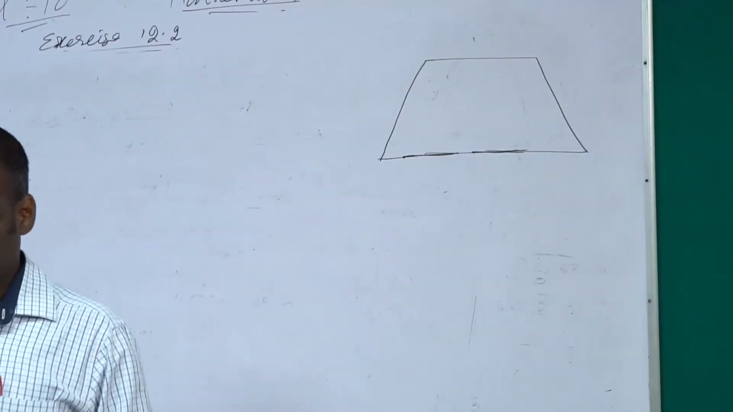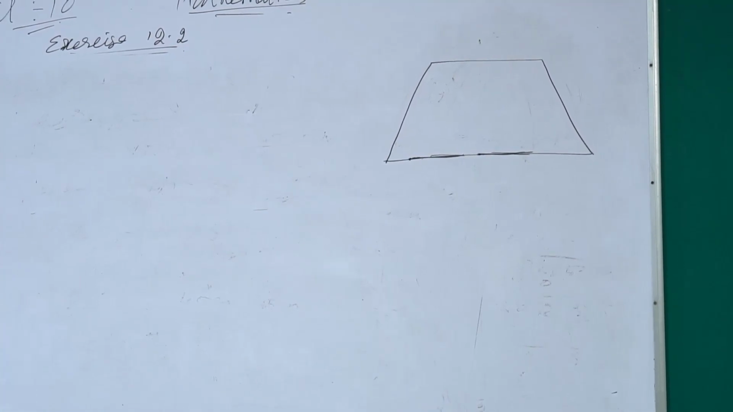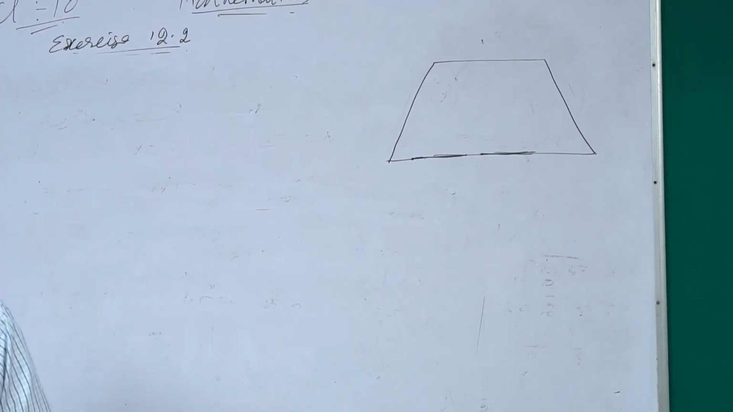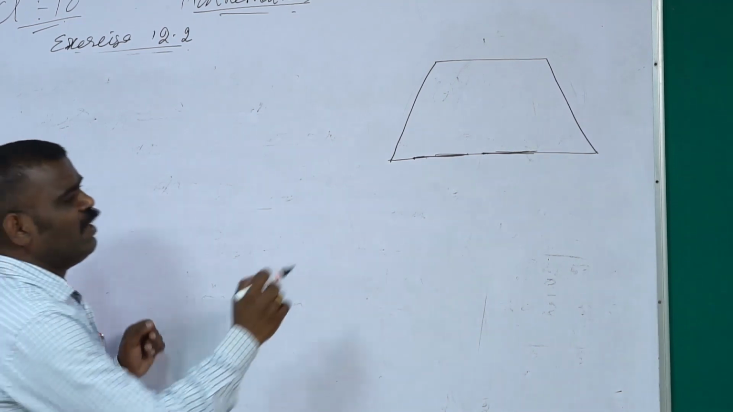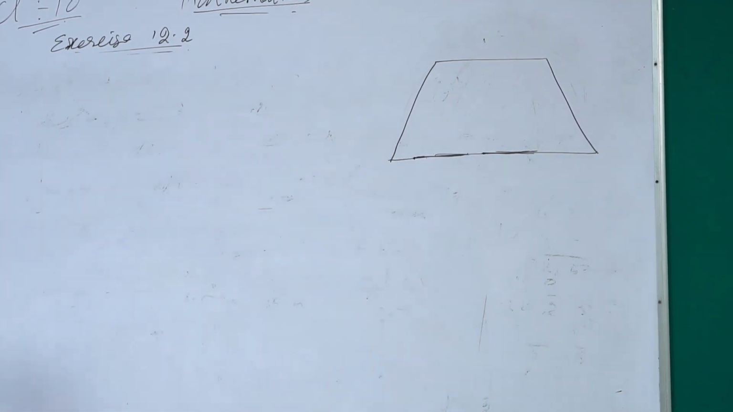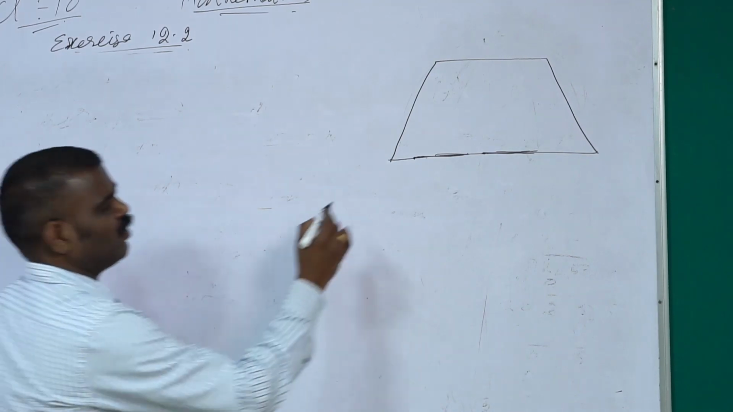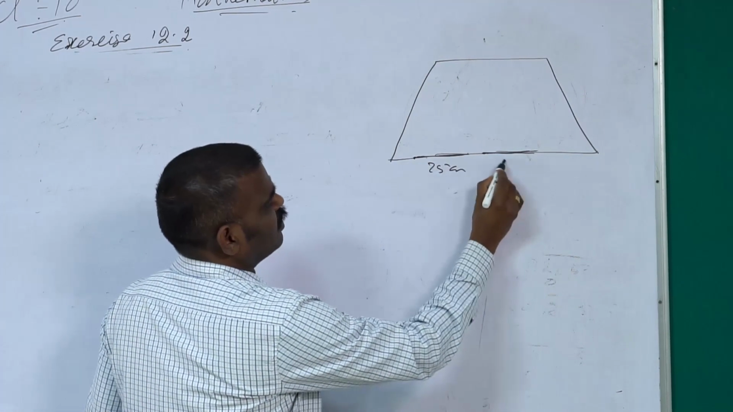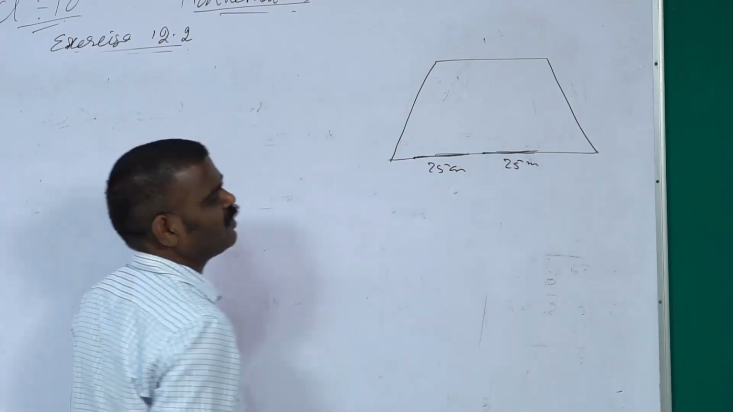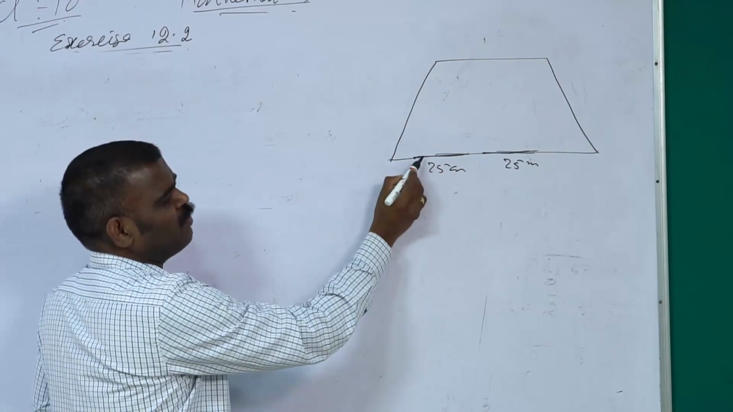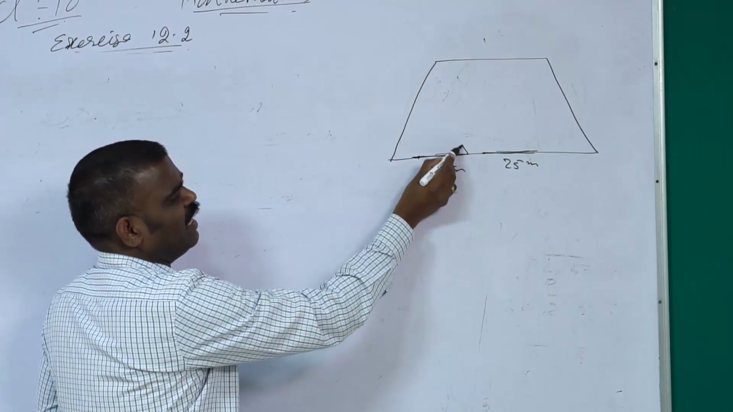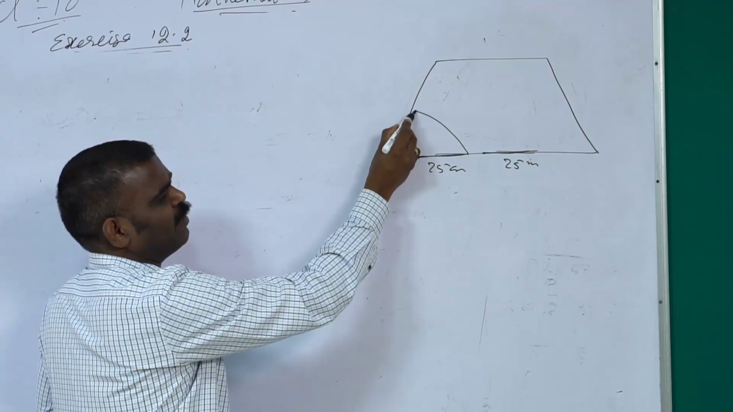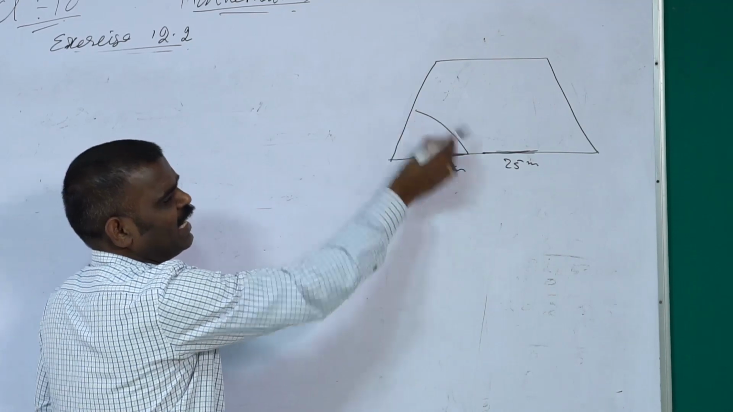When you are traveling with your father, suddenly rain comes, then automatically your father will use the wiper, right? When the wiper is used, the length of the wiper is given. How much? 25 centimeter. Both 25 centimeter. When the wiper is used, the wiper will turn up to here. Am I right? It goes here and again comes back.